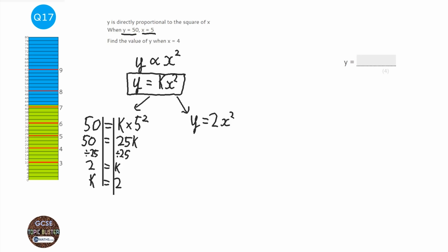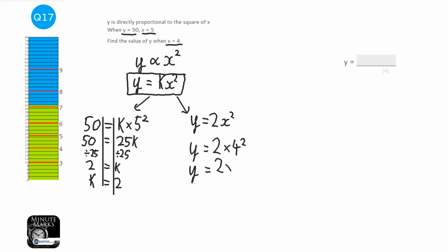It says find the value of y when x is 4. So we're going to substitute 4 into it. So y equals 2 times 4 squared, so that's going to be 2 times 16. 2 times 16 is 32, so y is going to be 32.